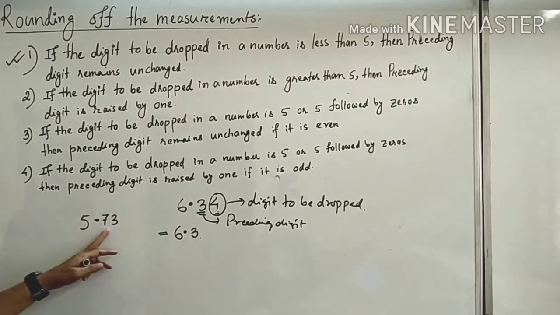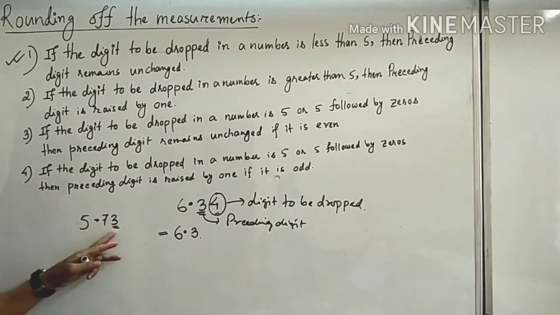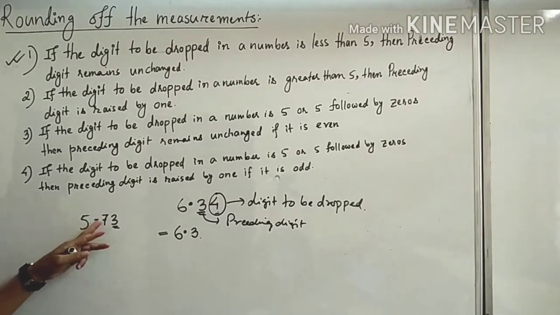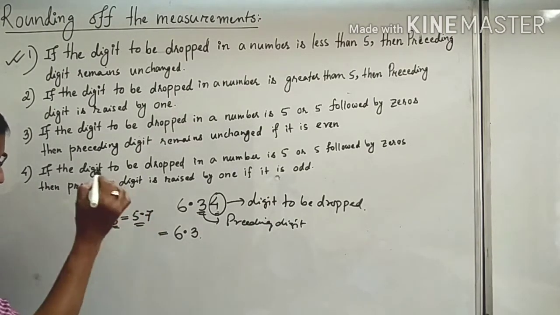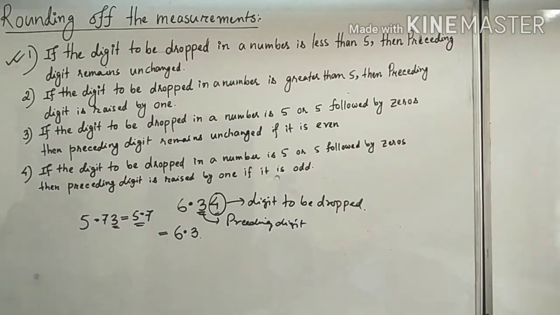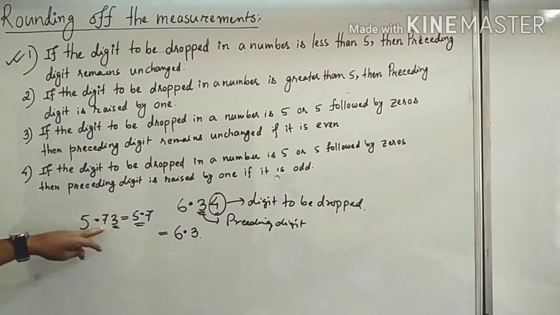Here the digit to be dropped is 3, less than 5, so the preceding digit is 7 and it remains unchanged. So after rounding off you can write 5.7. According to the first rule you can round off these measurements.